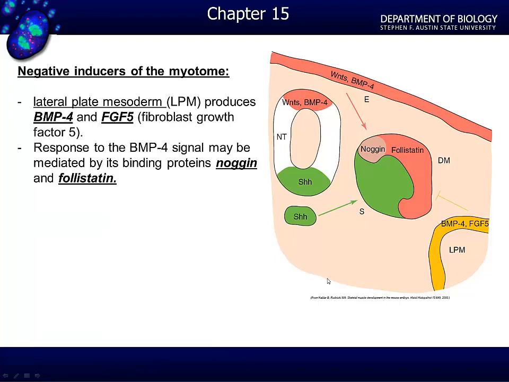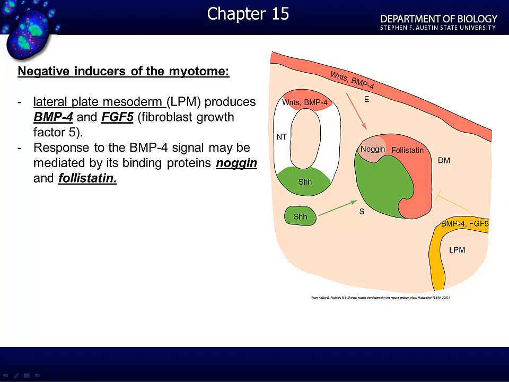However, if we look more closely at our lateral plate mesoderm, we're going to see that this actually has an inhibitory effect. So it's a negative inducer. It's going to keep the sclerotome tissue and the dermal myotome tissue intact until you reach a threshold level of the influences of Wnt and BMP to keep these cells from developing and migrating too rapidly.